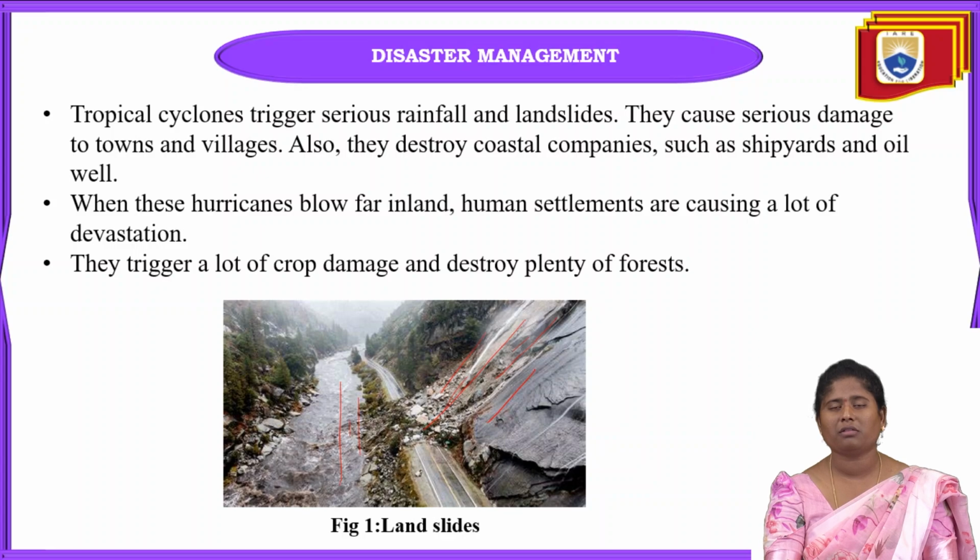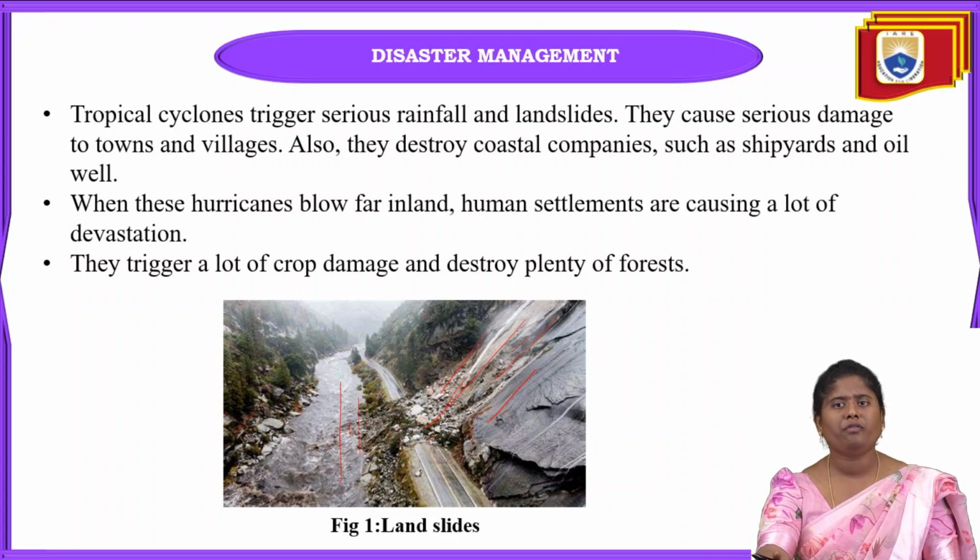And because of these cyclones, there will be so much damage, whether in rural areas or urban areas. And also there will be damage to the shipyards and also to the oil wells. When any type of hurricane occurs, there will be a lot of devastation for human settlements. Also for agricultural purposes, there will be so much damage to the crops, and they can destroy plenty of forest.